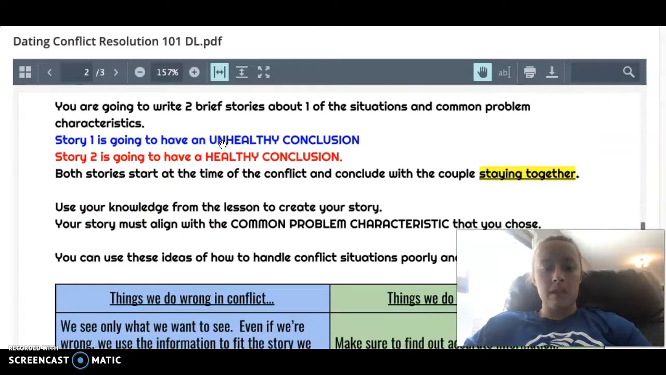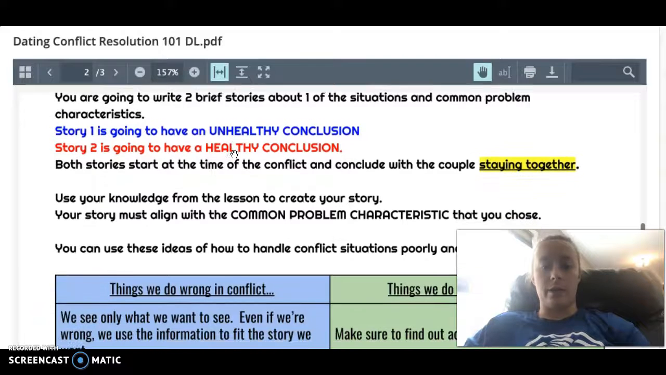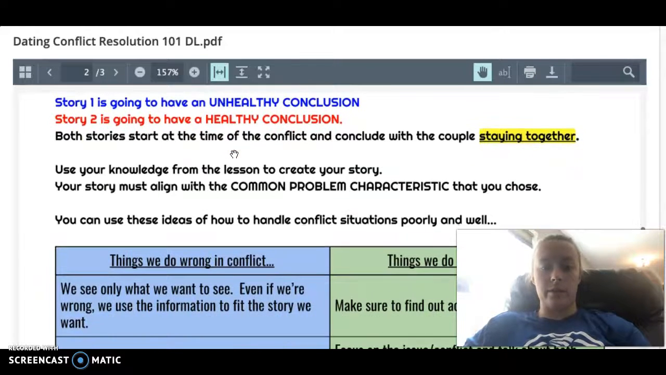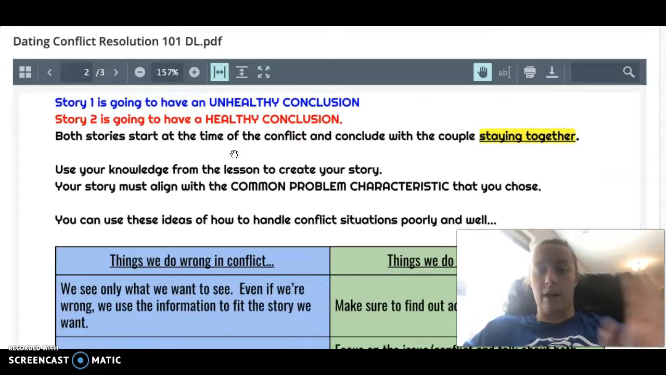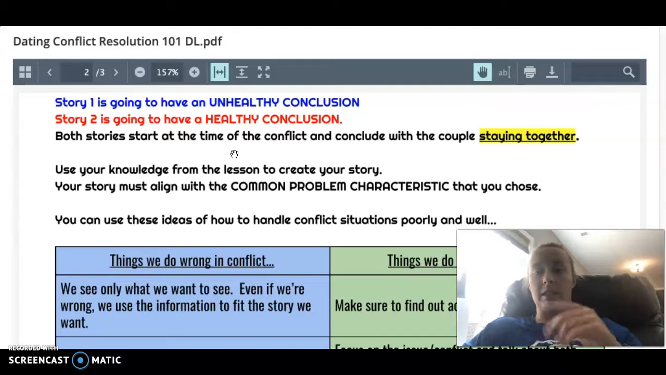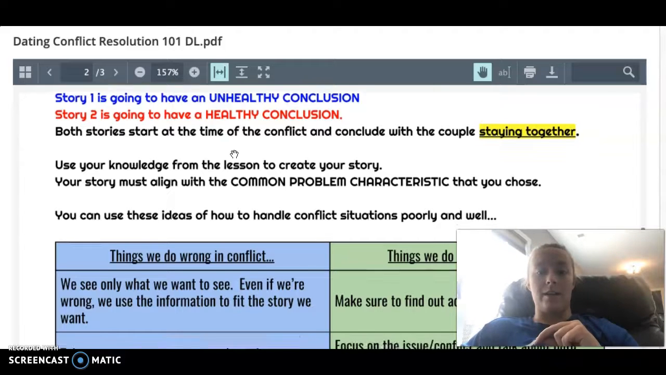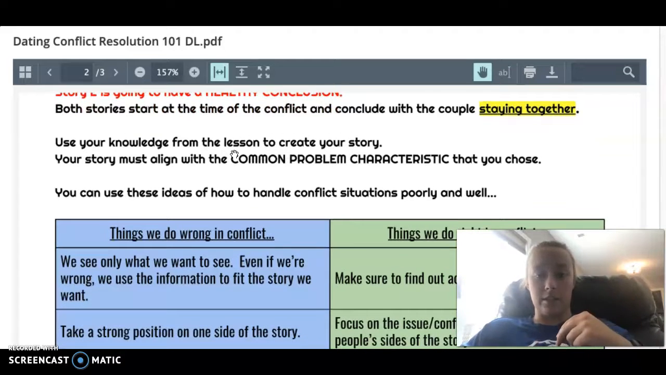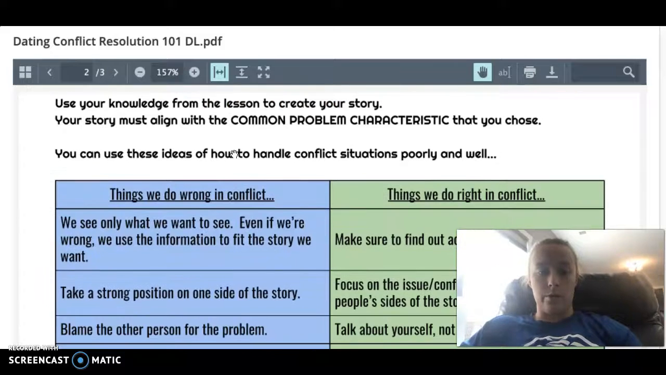Then you're going to kind of get creative and write 2 stories here. Story 1 is going to have an unhealthy conclusion. Story 2 will have a healthy conclusion. Both stories are going to start at the time of the conflict, and they're going to conclude with the couple staying together. So your solution can't be for the couple to break up. You have to think of a way for the couple to work together and stay together in the end. So you're going to listen to today's lesson and use that knowledge to create the story.